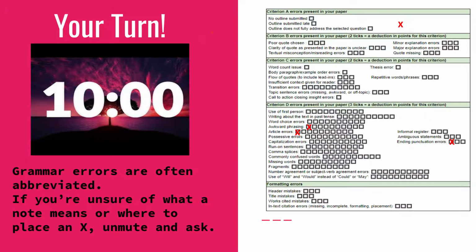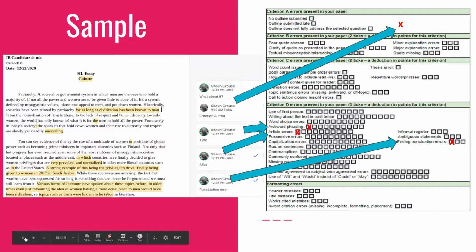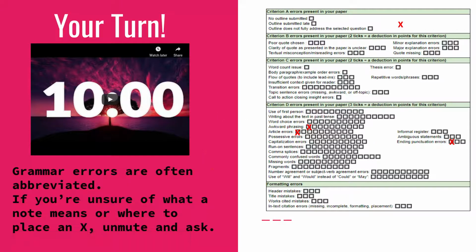So what I would suggest you do now is pause the video here, take about 10 minutes or so, and go through and replicate what I just showed you in the previous slide. Put in your X's where they're supposed to go and tally up all your different types of errors.